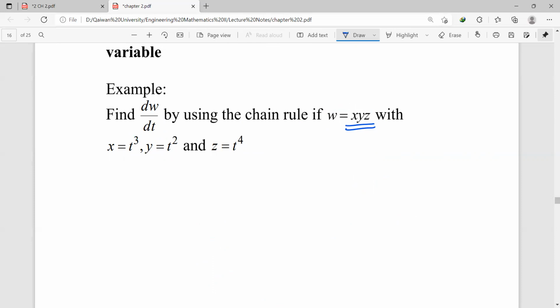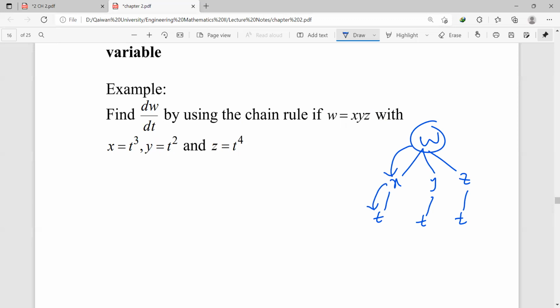Okay. So let's write down the rule. To find it, here we say, this is w. In w, we have x, y, and z. In x, we have t. In y, we have t. In z, we have only t. So partial w by partial t is partial w by partial x times dx by dt.